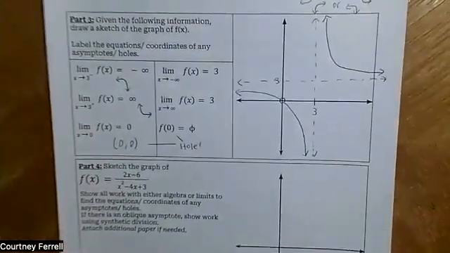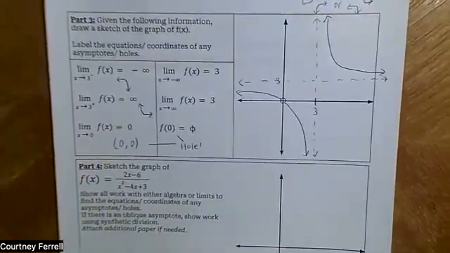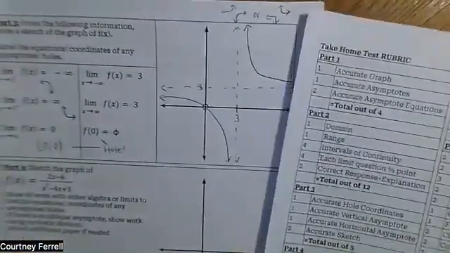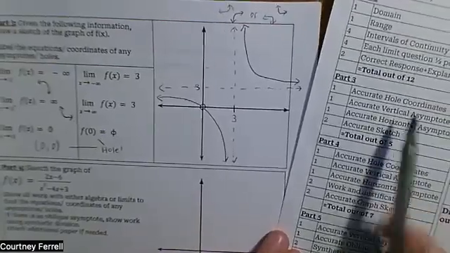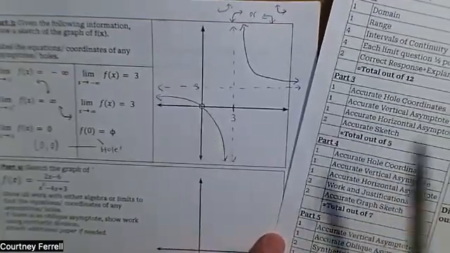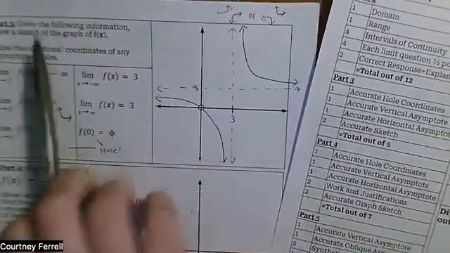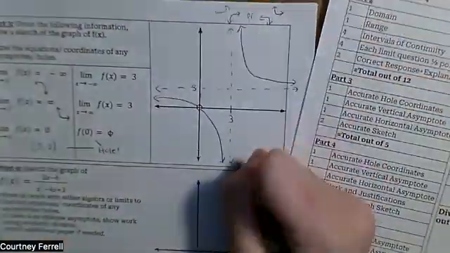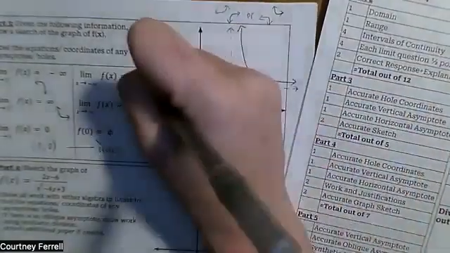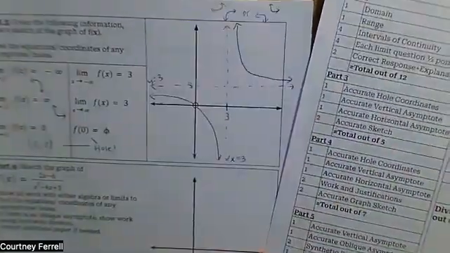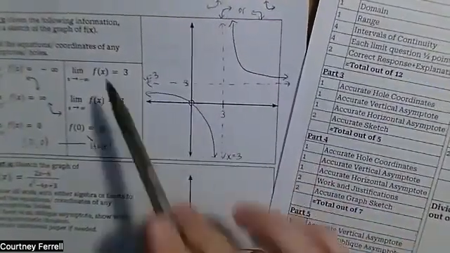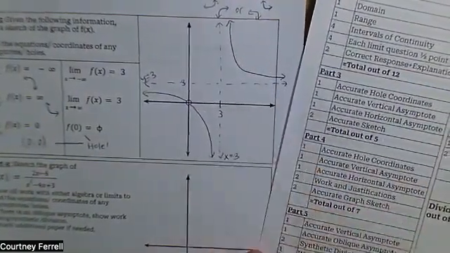Okay, that's part 3. So let's check our rubric. Part 3: accurate hole coordinates, 0, 0. Accurate vertical asymptote. Oh, I didn't label. I would have got points off. Let me label. So this asymptote here is x equals 3, and this asymptote here is y equals 3. Okay, so we have our asymptotes accurately, and then we have an accurate sketch.